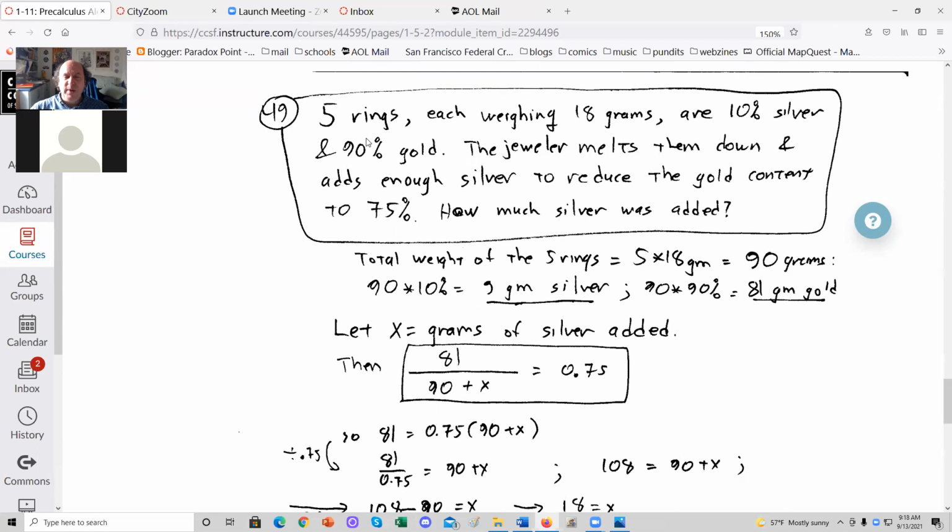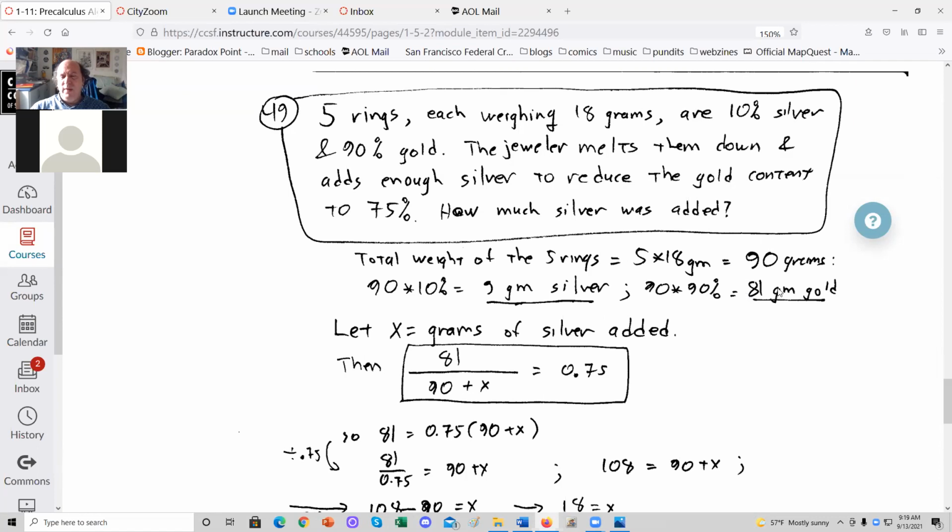Here we have what's called a mixture problem. They have a lot of these. There are 5 rings, each weighing 18 grams, that are 10% silver and 90% gold. The jeweler melts them down and adds enough silver to reduce the gold content to 75%. How much silver was added? The total weight of the 5 rings is 5 times 18, which is 90 grams. 10% of that is 9 grams of silver. 90% of that is 81 grams of gold.